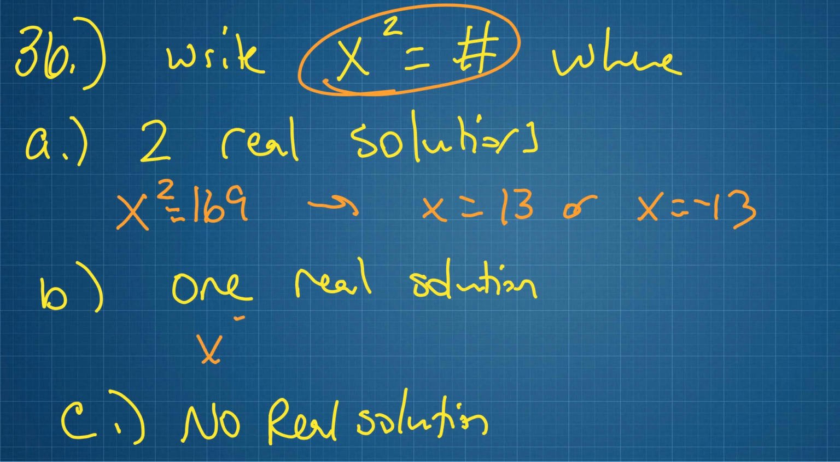One solution. How about x squared equals 0? The only way this can be true, plus or minus doesn't matter with that, is x equals 0. There is no second solution. Now, a no real solution answer is pretty easy. How about x squared equals negative 4? There is no number that, when squared, gives me a negative number. So that one is not possible. That's no real solution. That's it for 36.